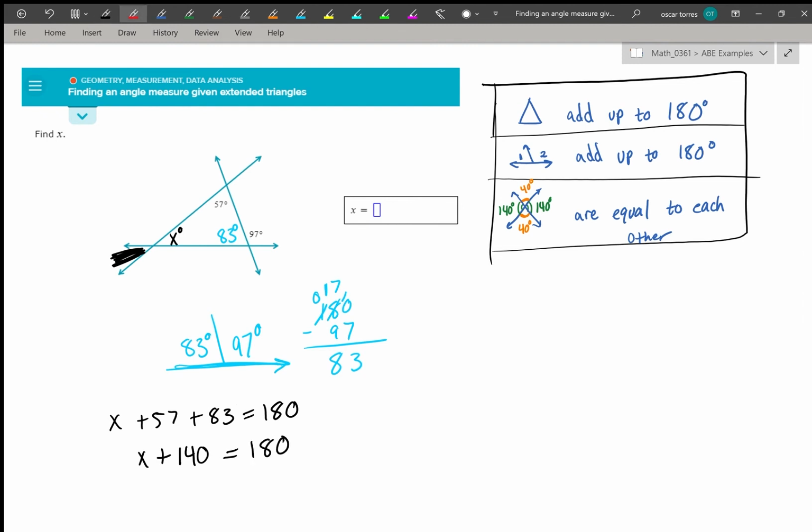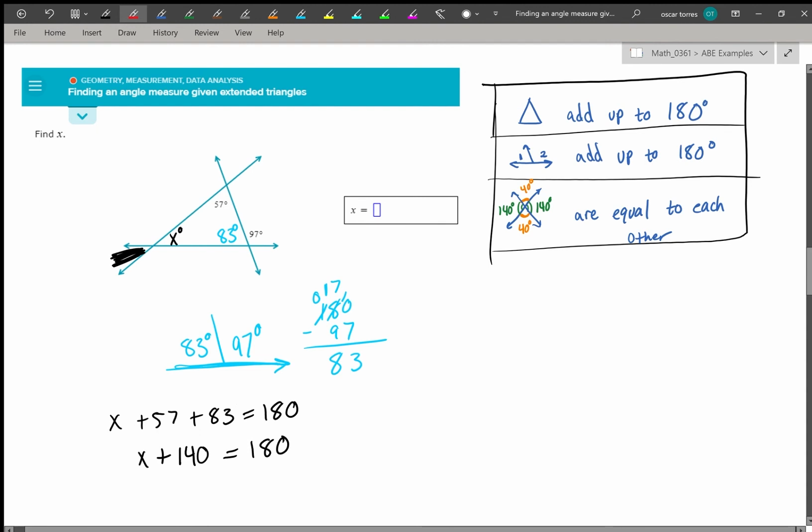To get the x by itself, we need to get rid of this 140, so we subtract it so that it cancels out. What we do to one side, we do to the other. So we subtract 140 from the right-hand side, and this leaves me with x equals 40 degrees. Since the x already has a degree symbol on it, we just write it as x equals 40.